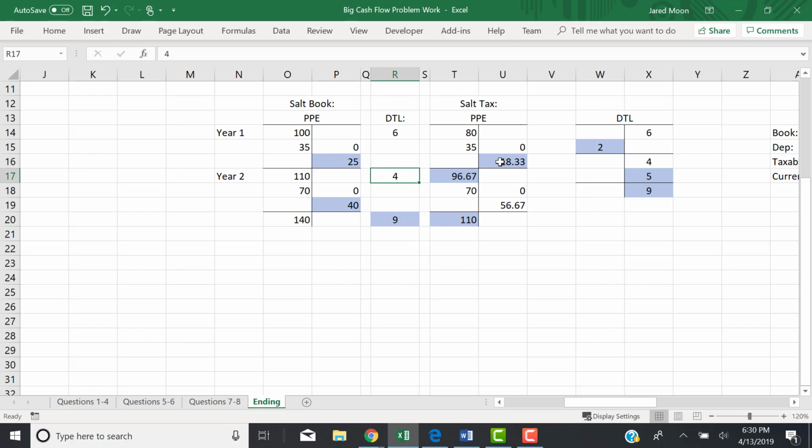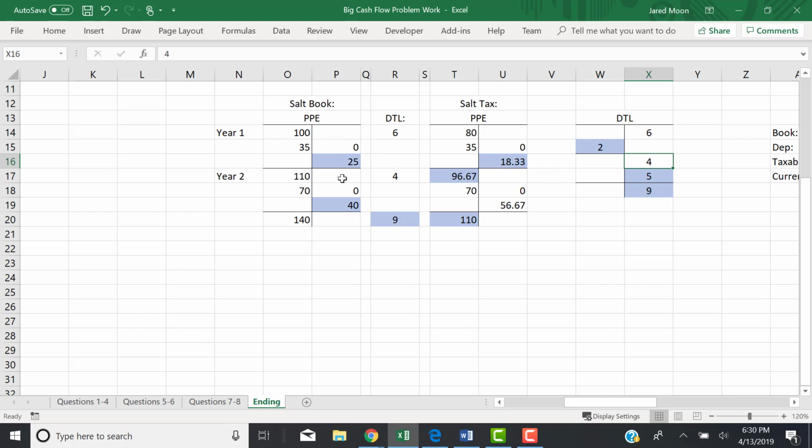25 minus 18.333 is 6.66666, times 0.3 gives us our 2. That's our change. Our difference there is our change. And then 110 minus 96.66666 is 13.33333, times 0.3 gives us our 4, and that 4 is our ending DTL.